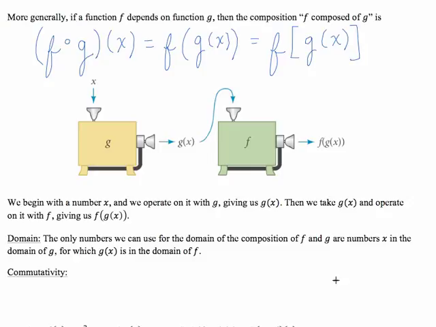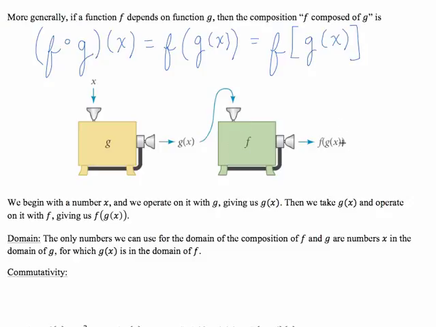Okay. So if we begin with the number x, you operate on that with g, right? You put x into the function g here, which gives us an output of g of x. Then you put that g of x into the function f, which gives us f of g of x.